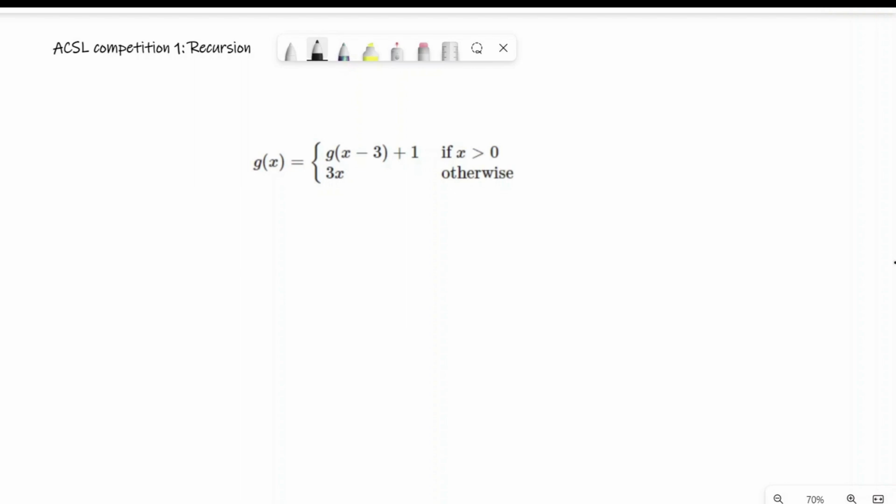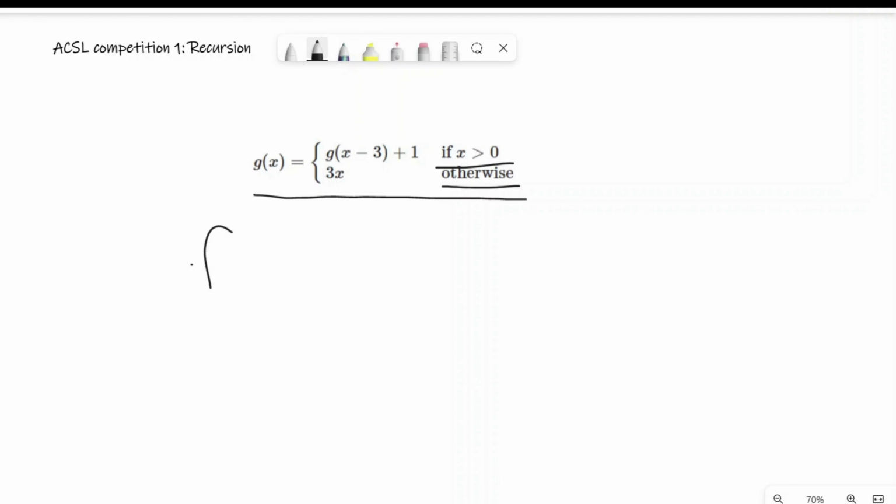Okay, so first of all, let's define what a recursive function is. Here is an example of a recursive function called g of x. It is a piecewise function because it's divided into two different pieces, one for when x is greater than 0, and one piece for any other case. Before we explain this, let's first understand what an actual function is.